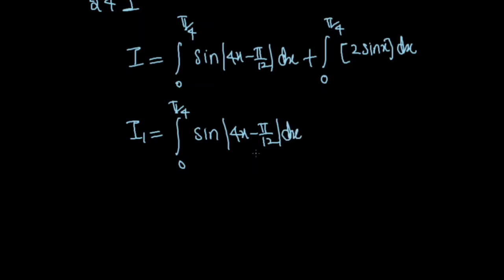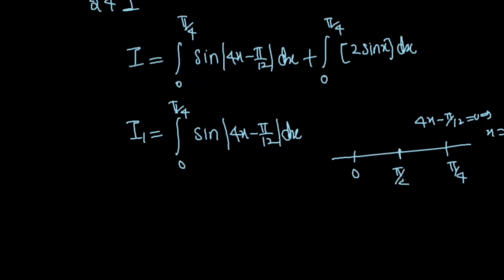So in order to solve the modulus function, 0 to pi by 4 is the limit we have. So x limits are 0 to pi by 4. Okay, x limits we have to break. Where do we have to break? Now inside the modulus, make it equal to 0. Okay, 4x minus pi by 12 equals 0. So x is equal to pi by 48. Okay, pi by 48 I am getting, so at x equals pi by 48 I am breaking the limit.